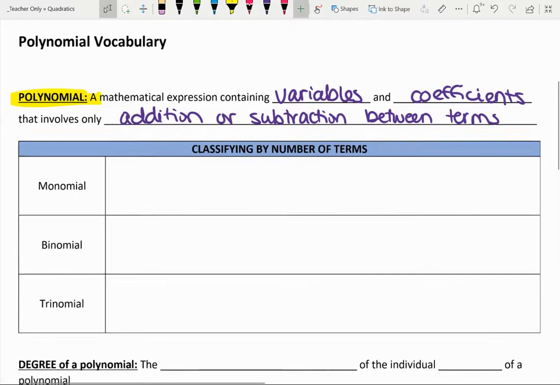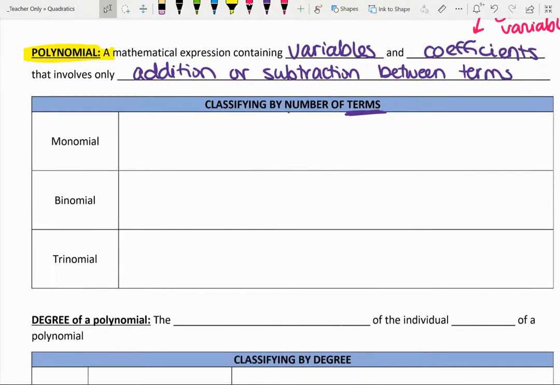Just as a little reminder, coefficients would be the number in front of a variable. So we're talking about any combination of variables and coefficients that are put together with addition or subtraction. There are two ways to classify a polynomial, or two different kinds of names that we can give them. The first of those is classifying by the number of terms, or the number of pieces in the polynomial. So the first term that we can have is a monomial.